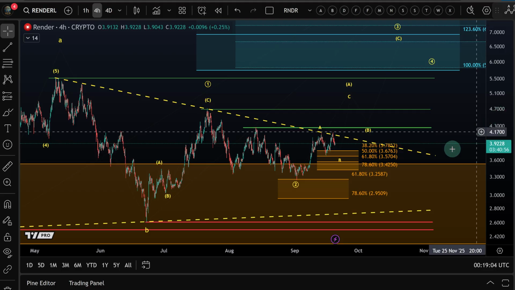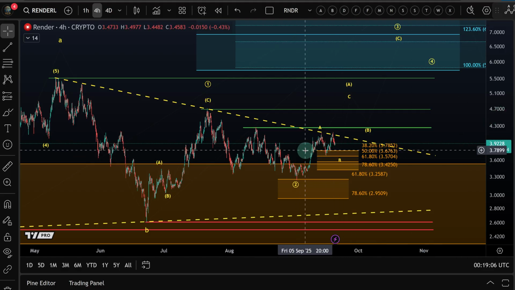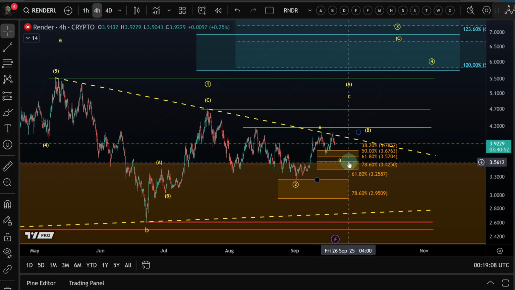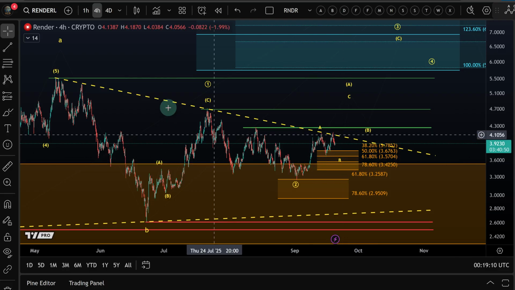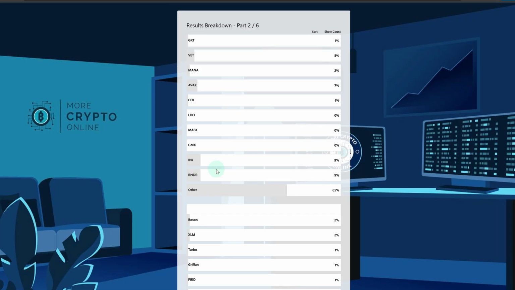So here on the Render chart, we want to take a look at the 4-hour time frame. You guys asked for a Render update on Discord. For those of you who don't know, if you join our Discord server, you can also vote for charts and coins and determine which coins and charts I cover in our membership, but also here on YouTube. So let's break it down together.